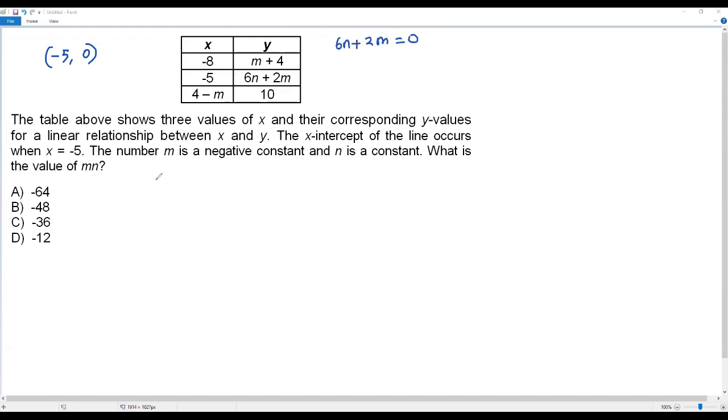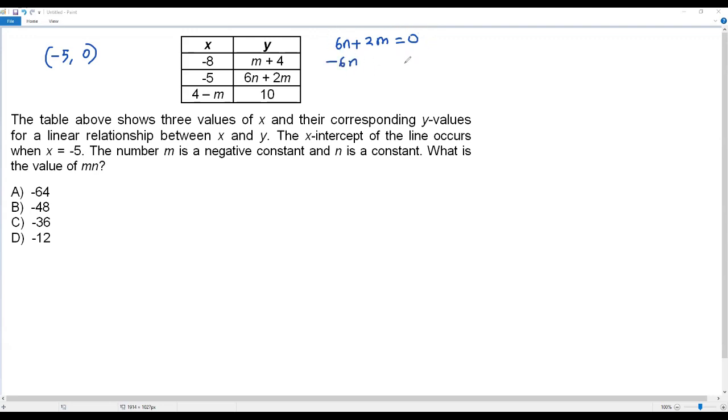Now our aim is to find the values of the two constants m and n. Once we get the values of m and n, we can multiply them and get the product m times n. For that, I'm going to solve for one of the constants in this equation. Either we can solve for n in terms of m or we can solve for m in terms of n. Now let me solve for m in terms of n.